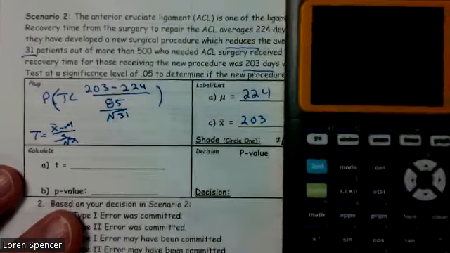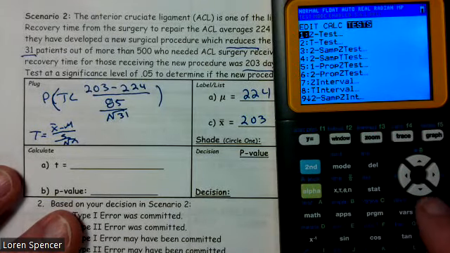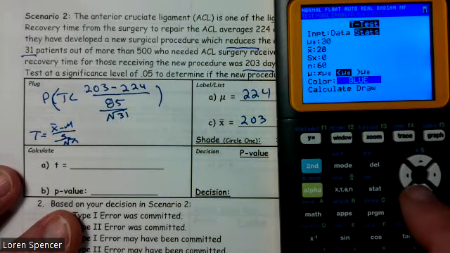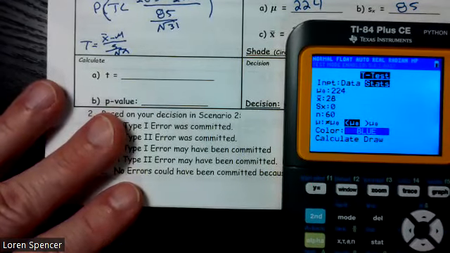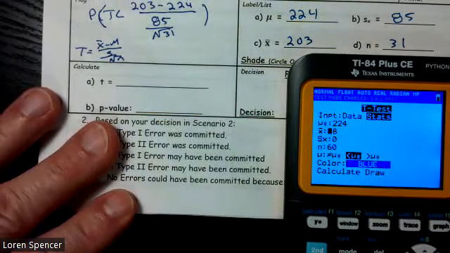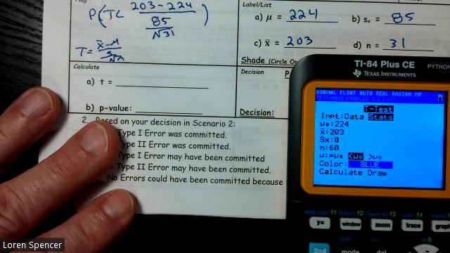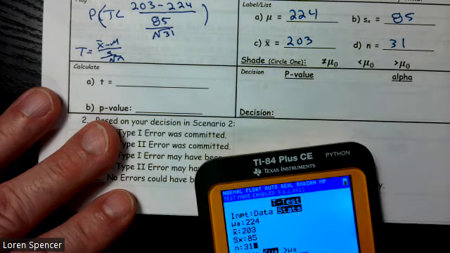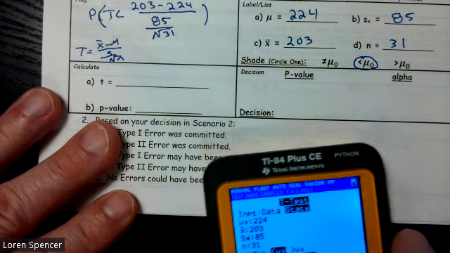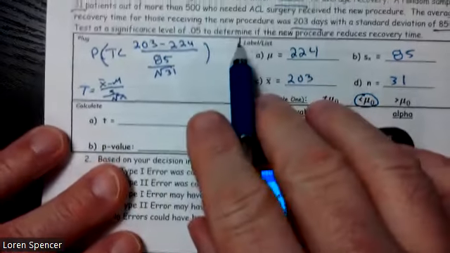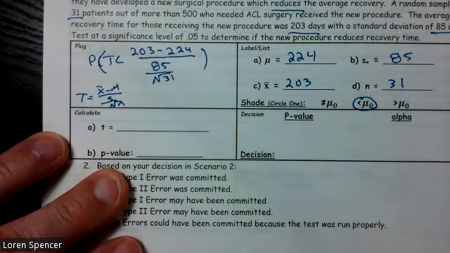All right, so let's go to test, t-test. Well, our population mean was 224 days. We had a sample mean of 203 days. We have a sample standard deviation of 85 and a sample of 31. And it said reduces recovery time. Okay, so this is going to be reduced, so we need a less than. And we're testing at an alpha of 0.05.